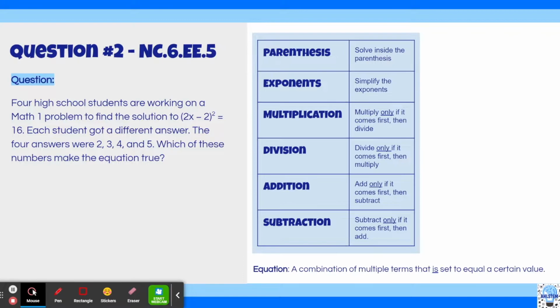Okay, let's do the next problem. Four high school students are working on a Math 1 problem to solve the equation (2x minus 2) squared equals 16. Each student got a different answer. These four answers were 2, 3, 4, and 5. Which of these numbers make the equation true? This is pretty much an exact copy of the previous problem, except the numbers changed. So use the same method you did last time if you got the question right. And if you didn't, you can use my method and solve it, and we'll compare our answers in a few seconds.